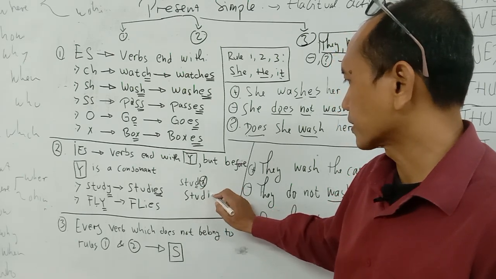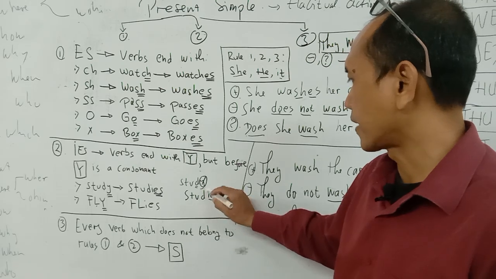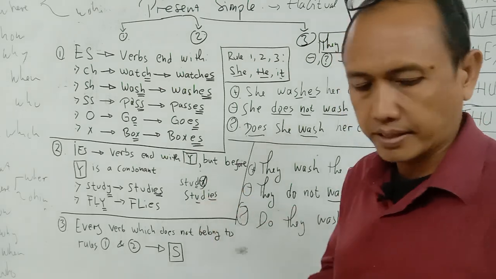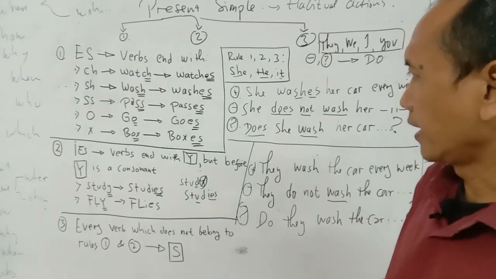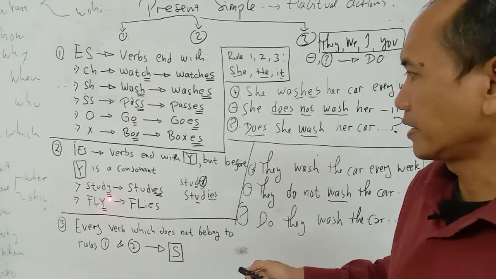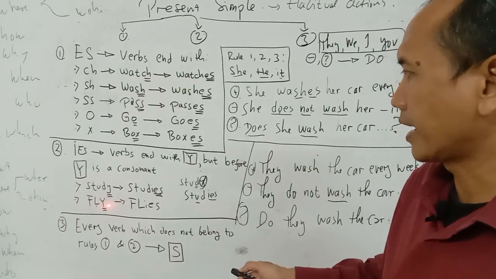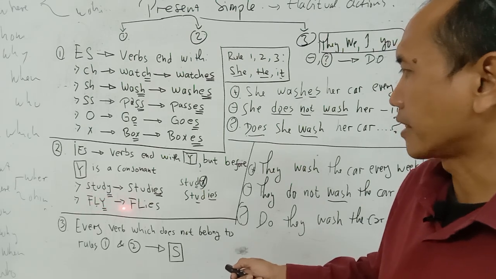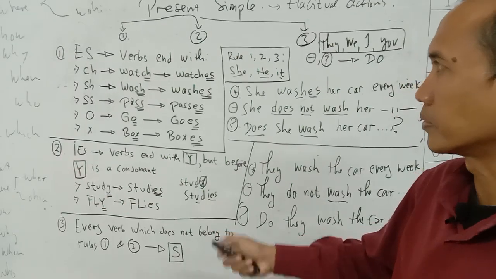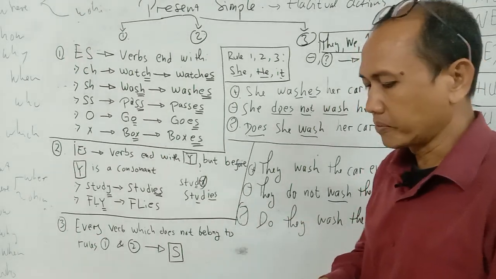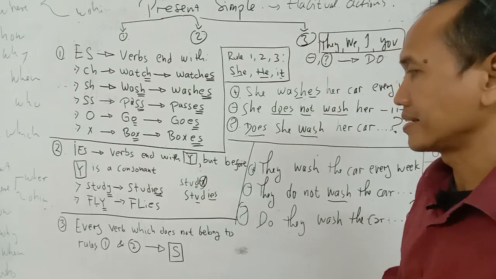Okay, put ies, and then you do not have to use the letter y, so it becomes studies. And the next one is fly. You see, fly ends with y, and before y is the consonant l, and it becomes flies. That's rule number 2. Rule number 1, number 2, and the last one, rule number 3. Okay, it's very easy.